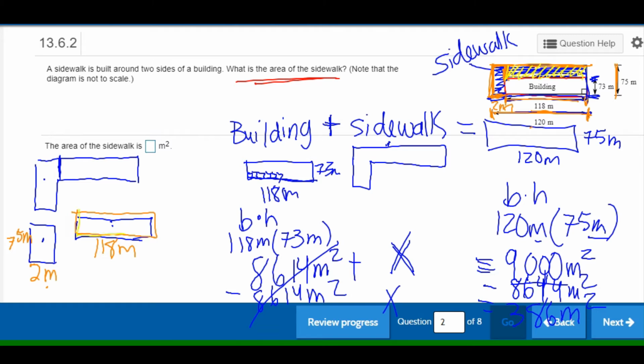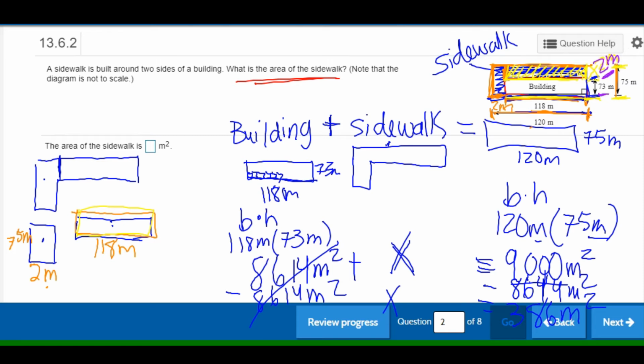That's going to be equivalent to this right here. So I have 118 for the base because it's parallel to the building. And then I have this little portion right here. So if this to here is 75 and from here to here is 73, I can find this value by subtracting 75 minus 73.